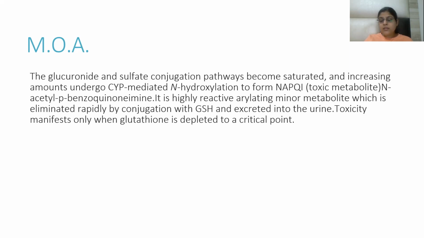This minor metabolite causes damage of the sulfhydryl groups, and it is rapidly eliminated by conjugation with sulfhydryl groups and excreted in the urine. It will combine with glutathione if glutathione is in excess, so it will be excreted in the urine as a non-toxic metabolite. Toxicity manifests only when glutathione is depleted to a critical point, like in liver damage and hepatic failure, when glutathione stores get depleted. Then damage can occur to the liver, kidney, and other organs of the body.